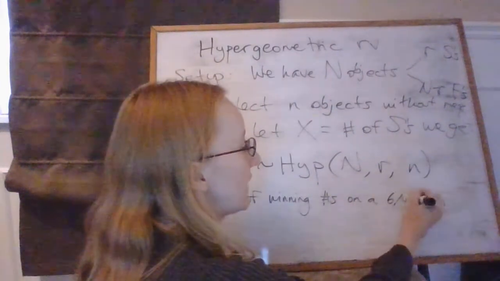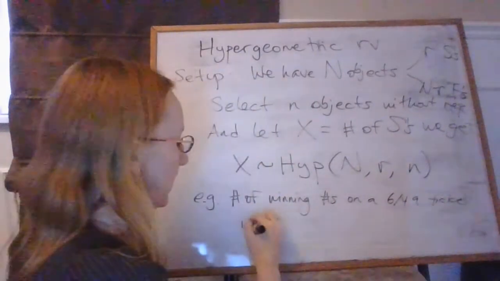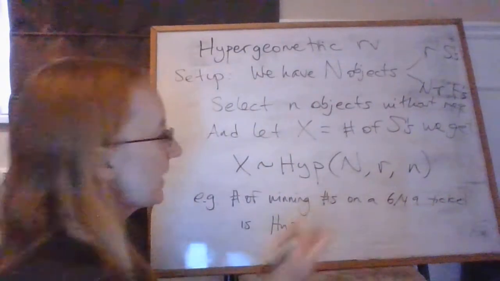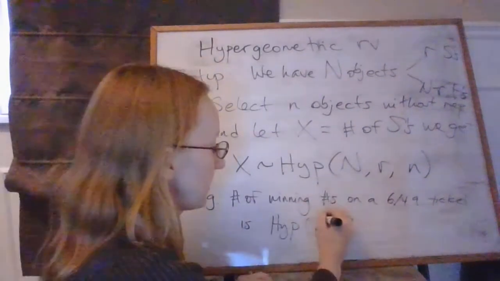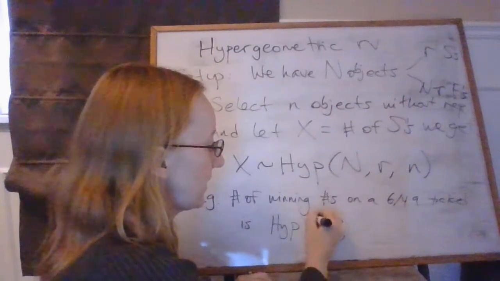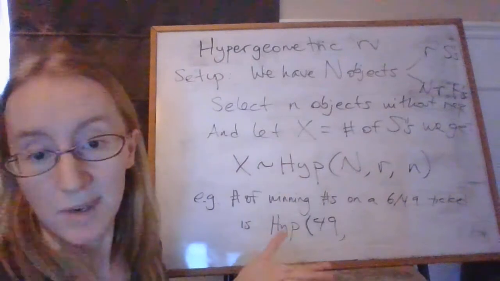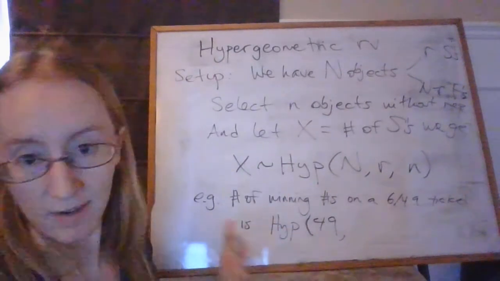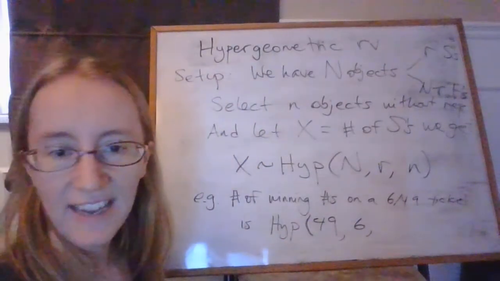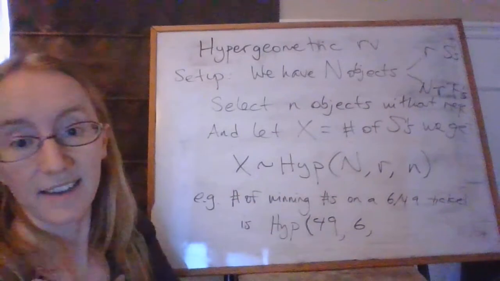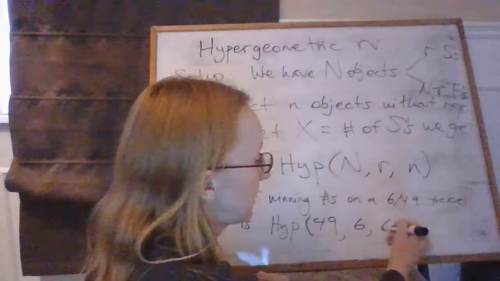So the number of winning numbers on a Lotto 649 ticket is going to be hypergeometric, because the total number of objects are the numbers between 1 and 49. So capital N is 49. For R, we're going to define a success here to be one of those winning numbers, and we know how many winning numbers there are. There are 6 winning numbers. And then little n is the number that we select, so the number of numbers on our ticket. In this case, that also happens to be 6.